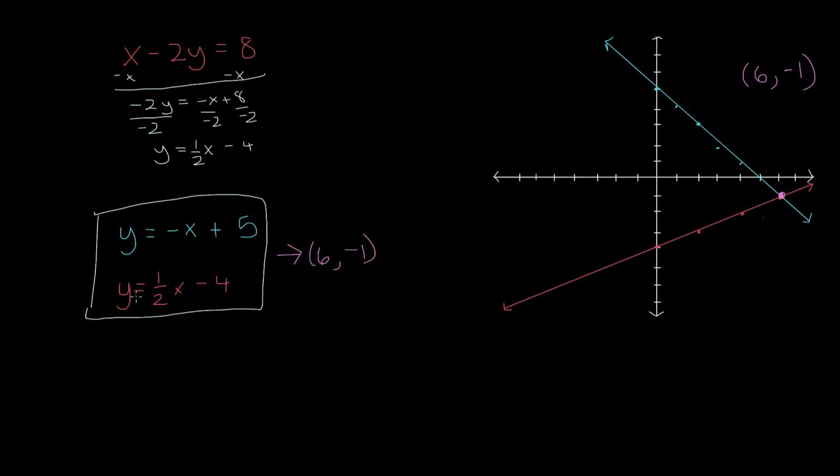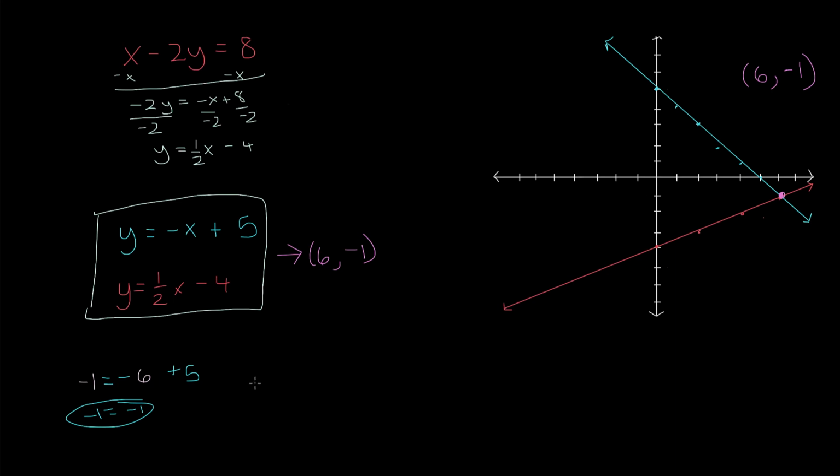And if you want to be sure, we can also check this. To check, we plug in 6 for both of the x's and -1 for both of the y's. Let's start with the first one. We have y equals, and we substitute -1 for y, and that equals -x, where we substitute 6 for x, plus 5. So -1 should equal -6 plus 5, and -6 plus 5 is equal to -1. And that means this is true.